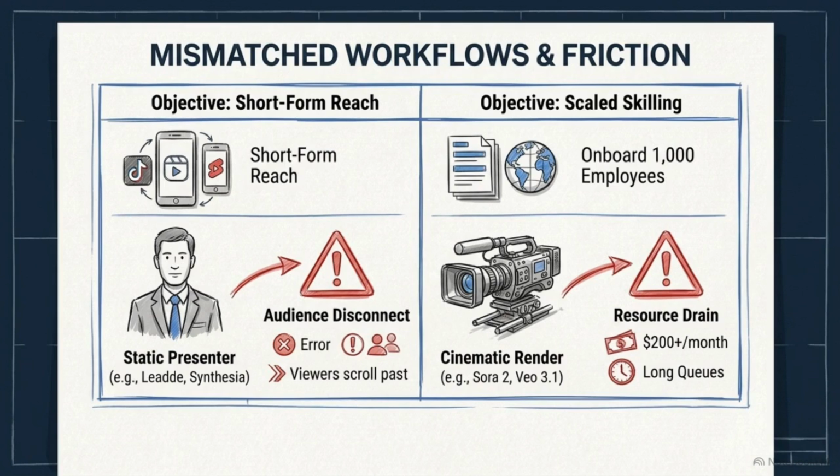Look at this table. It shows what happens when you force high-end software to do the wrong job. If your goal is a viral TikTok, but you use a rigid corporate avatar, you experience massive friction. Viewers scroll right past. Conversely, if your goal is training 1,000 employees across 3 time zones, rendering a photorealistic scene in Sora 2 is a massive, unnecessary overspend.